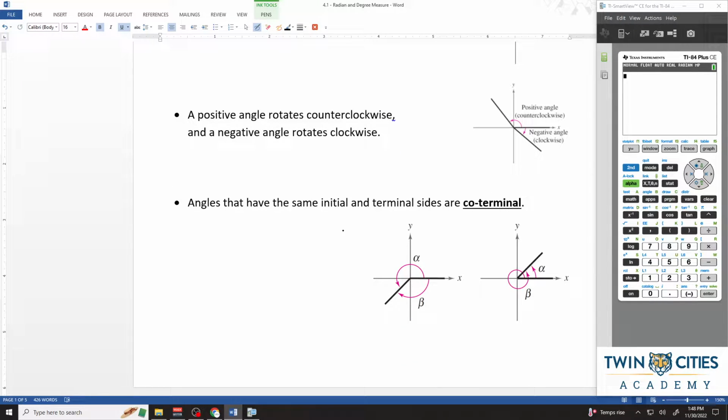And if two angles happen to have the same initial and terminal sides, then they're considered coterminal. So here I've got one that starts and then ends at the same spot. Alpha and beta, these are both coterminal. Same thing here. We've got an angle that went up a little bit, and then the second angle went all the way around the circle and then up that same little bit. These are considered coterminal.